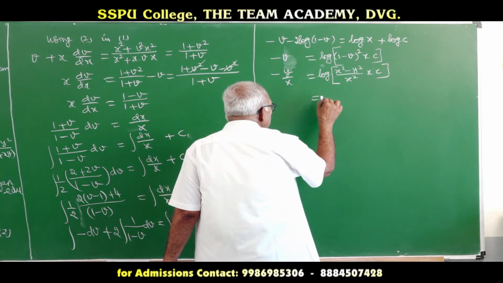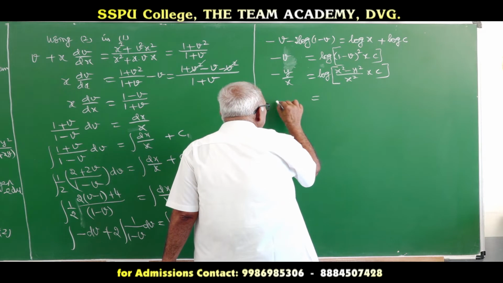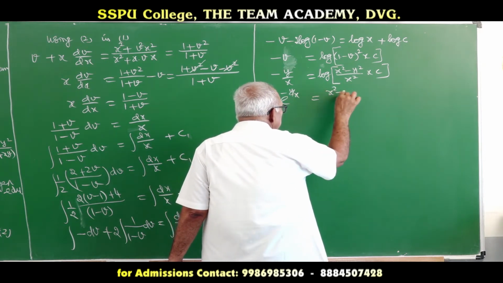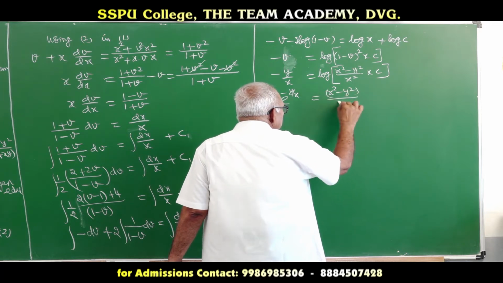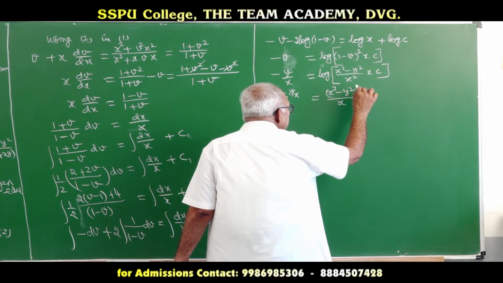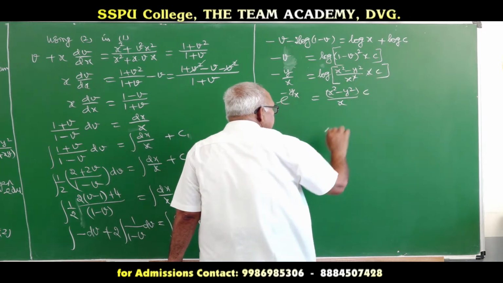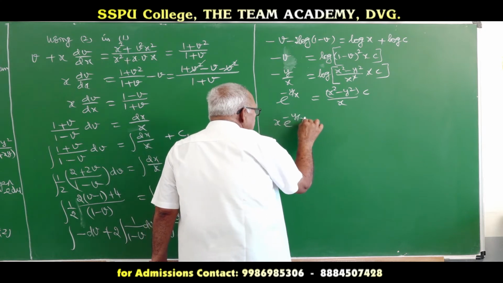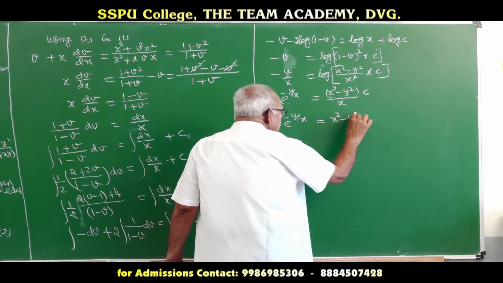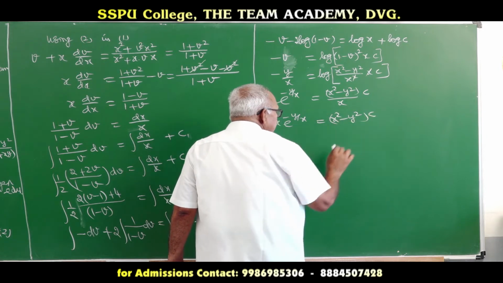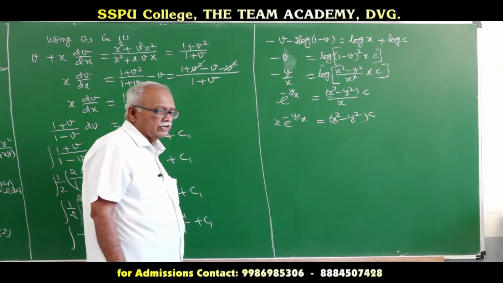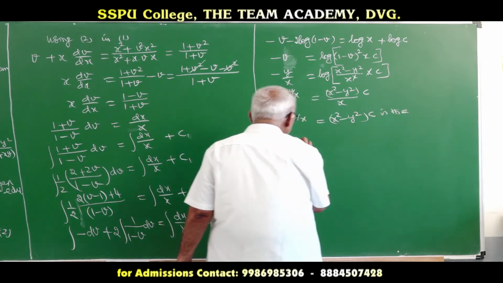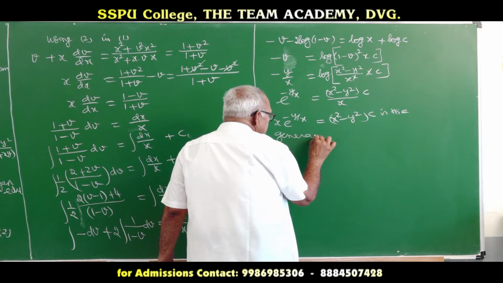Now this is equal to, we can write this as e power minus y by x, x square minus y square by x into, so here 1x cancels, c. So x into e power minus y by x is equal to c into x square minus y square. This is the general solution.